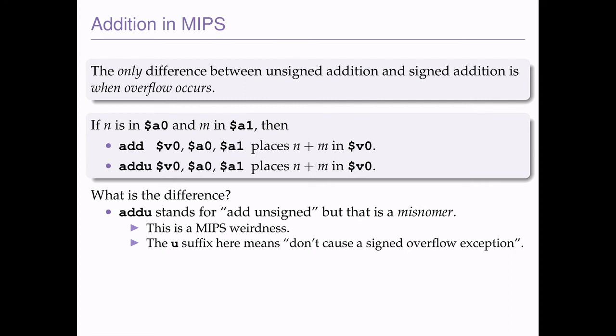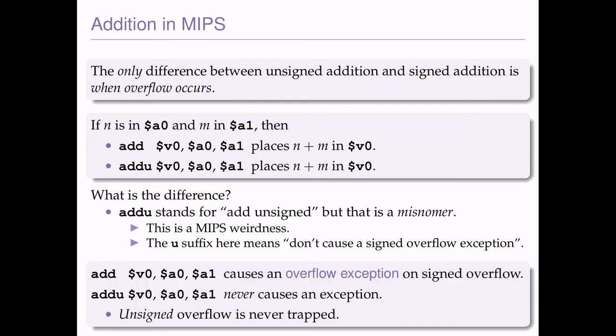So add unsigned is a misnomer. That's a very important thing to understand. It does not mean that we are not using 2's complement notation. It just means do not cause an overflow exception. So as I say, add unsigned will never cause an overflow exception. So we never actually trap that behavior when it does happen. We don't do anything about it.